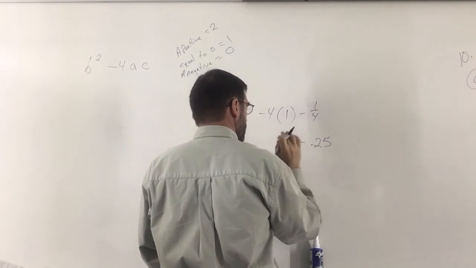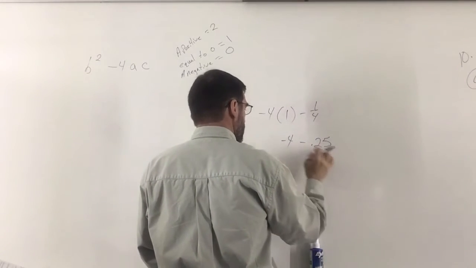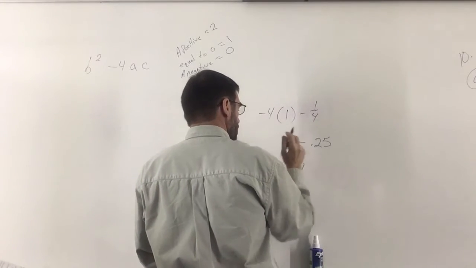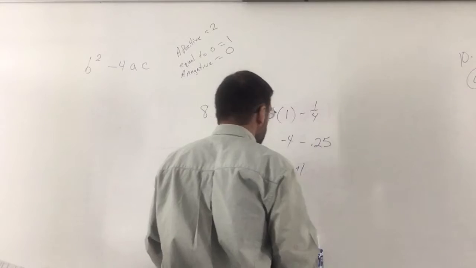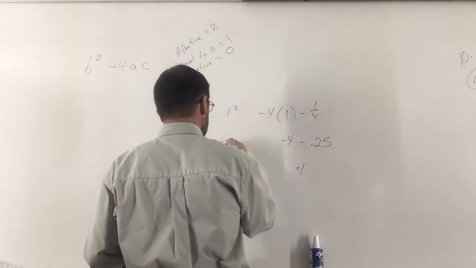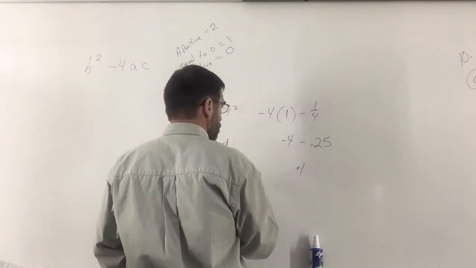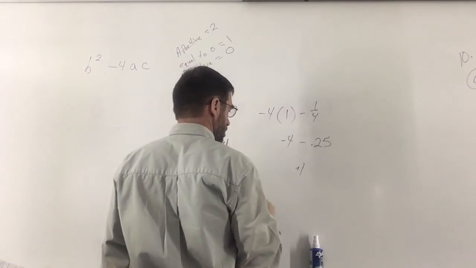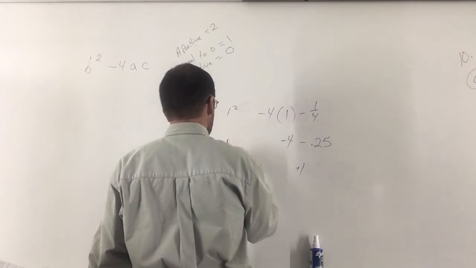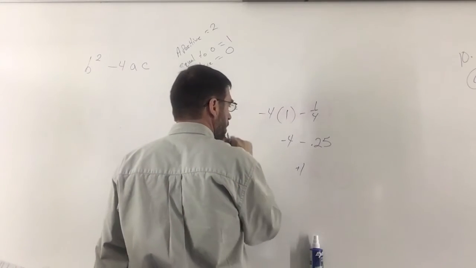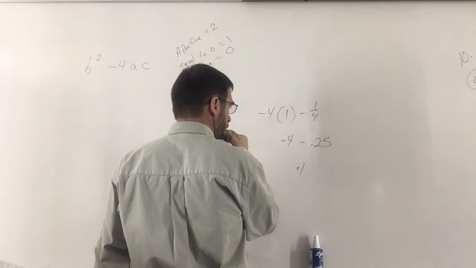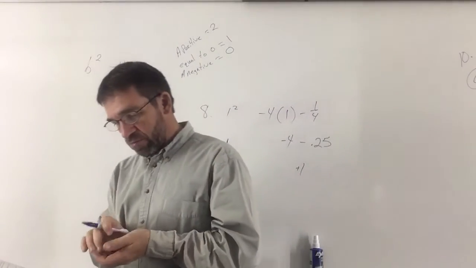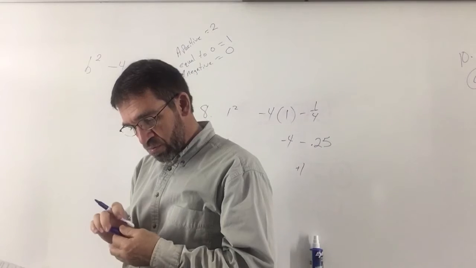Negative 0.25 times 4 is going to equal 1. And it's 2 negative numbers, so it'll be a positive. Okay, I've got 1 positive. 1 plus 1 is 1. They both equal 1. Is that right? 1 and 1. I was trying to think if my solution is 1 or if it's 2.